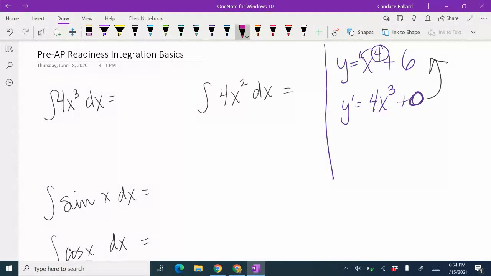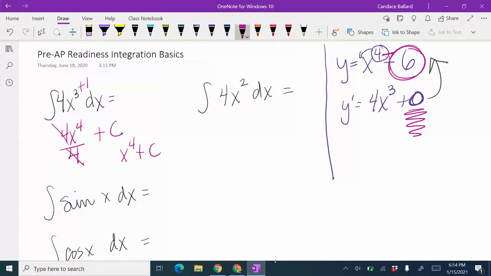To integrate, we do the opposite. Here in derivative, we subtract 1. In integration, we add 1. And then we divide by the new exponent. The problem is we can't get back to this 6 because its derivative was 0. So generically what we do is we just put a plus c. Unless we're given more information, we can't find that constant. So we just put a plus c generically on all of them, and that has to be there. There are points on it for the AP test.